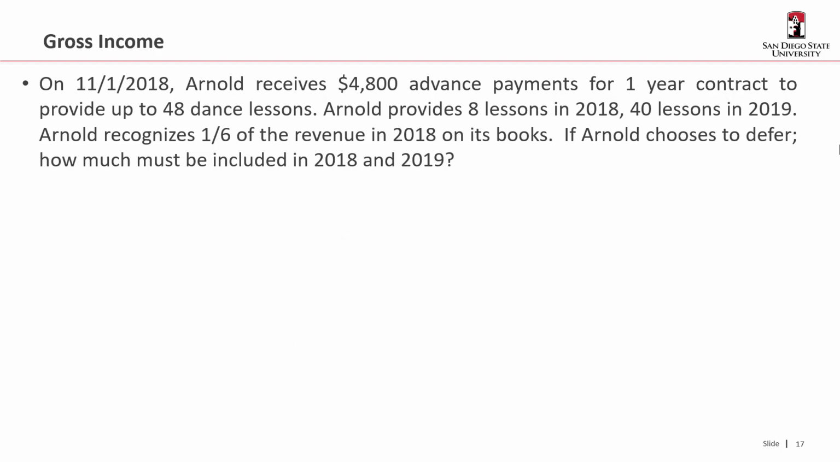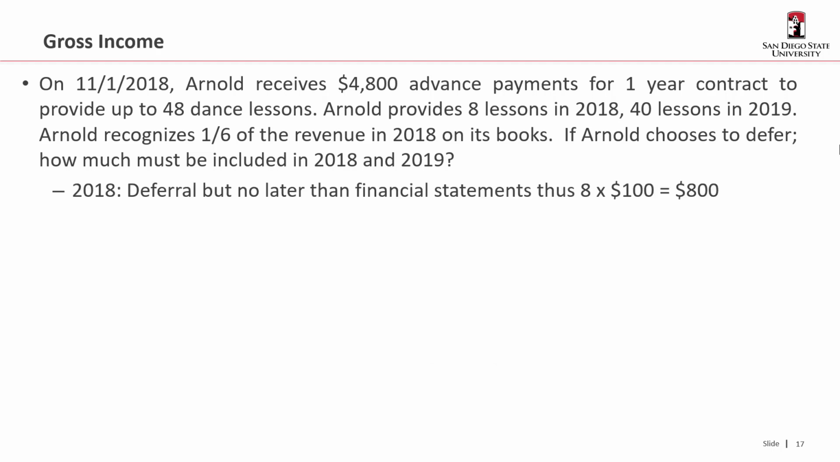So let's assume that for tax purposes, Arnold chooses to defer. How much does he need to include in 2018 and 2019? Well, under 451(c), he can defer up to a year, but of course, never later than the financial statements. So as a result, he'll recognize $800, that's 8/48s, or if there are 48 lessons, it's $100 a lesson. So that's $800 in 2018, and the entire remaining amount has to be recognized in 2019. So that would be true even if it wasn't earned for books, because the tax code only permits up to a 1-year deferral.